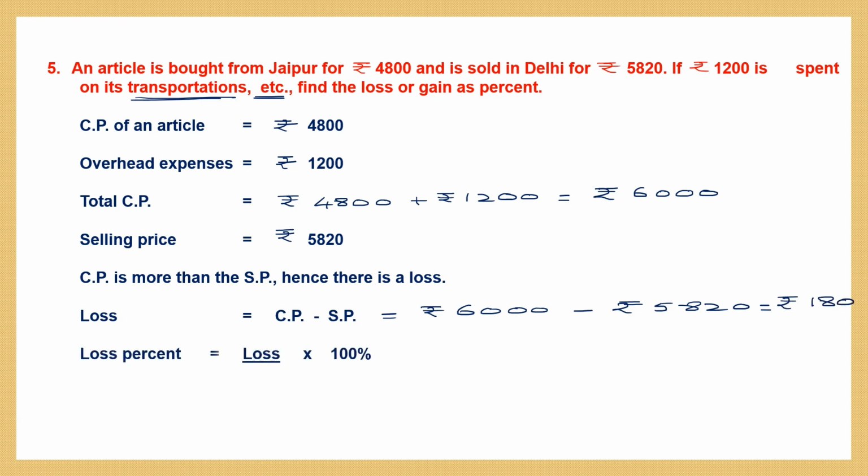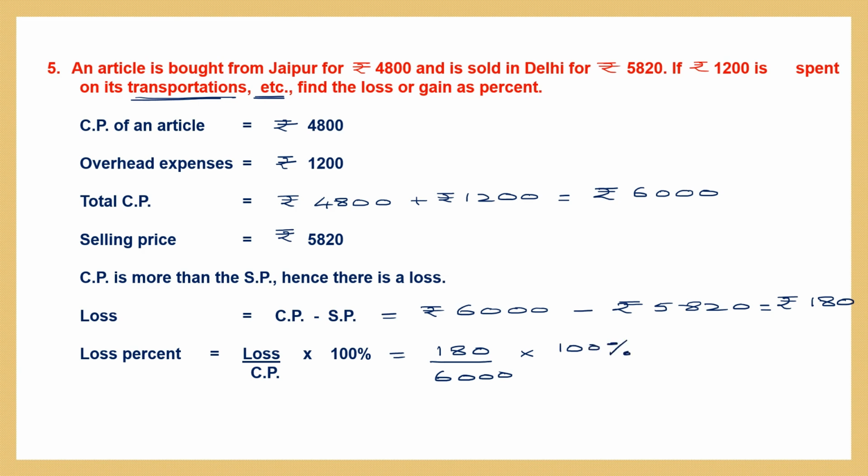Let's find the loss percent. Loss divided by cost price into 100%. So loss here, the total loss that we have found just now to be 180. Cost price is the total cost price, which is 6,000. We multiply this by 100%.